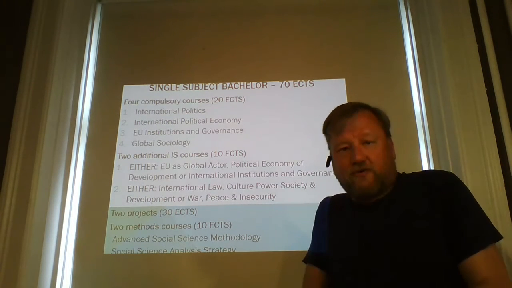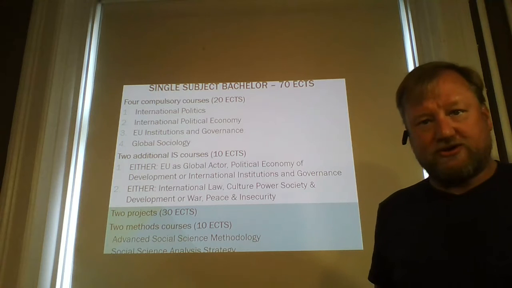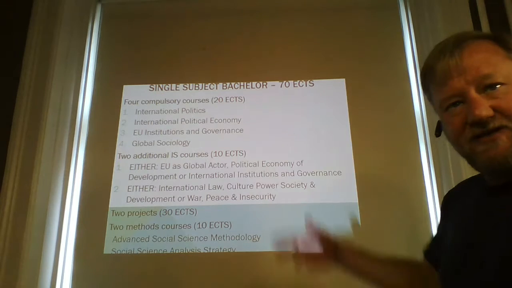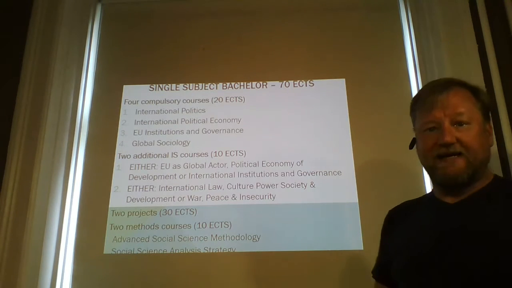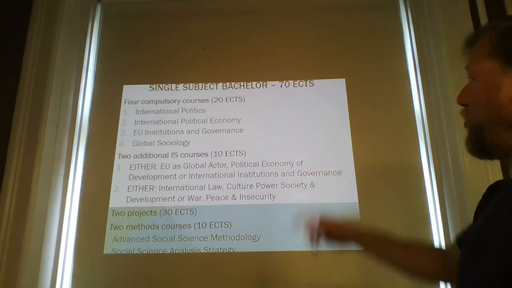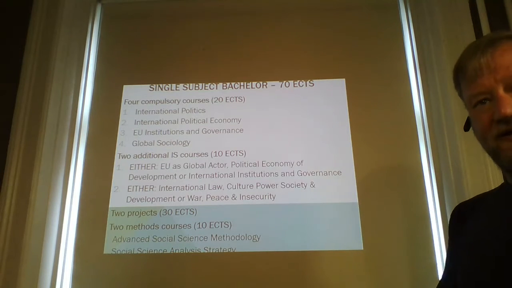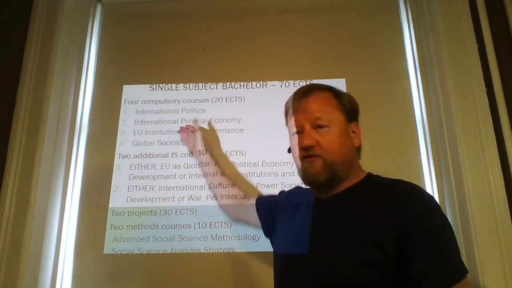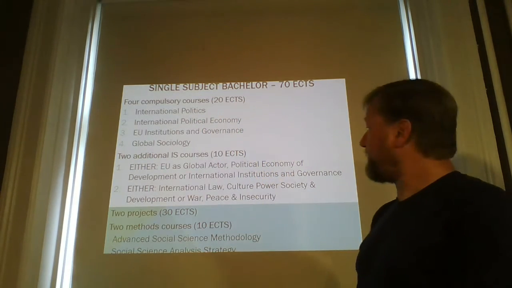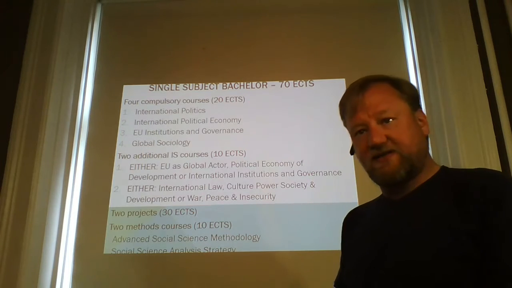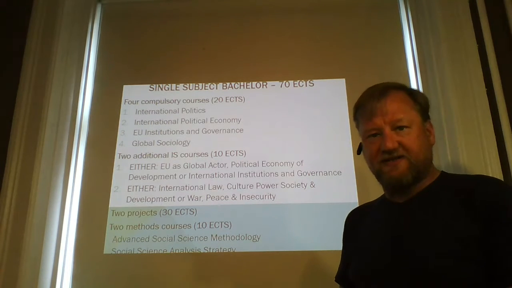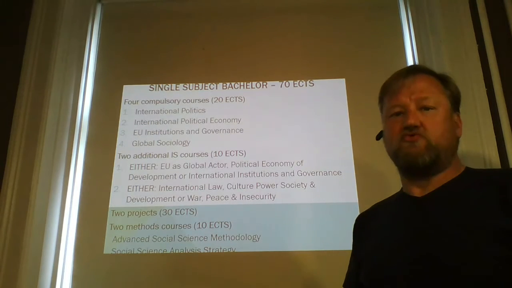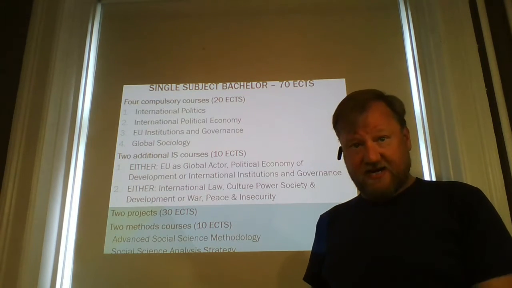And if you do that, of course, you will get more courses and do more projects than if you do a combination. And let me just say a few words about the different elements of the single subject Bachelor in International Studies. For a start, we have 4 compulsory courses. The first is in international politics. It's very theory-centric. It's an endeavor to introduce you to the key schools of thought theoretically in international politics.